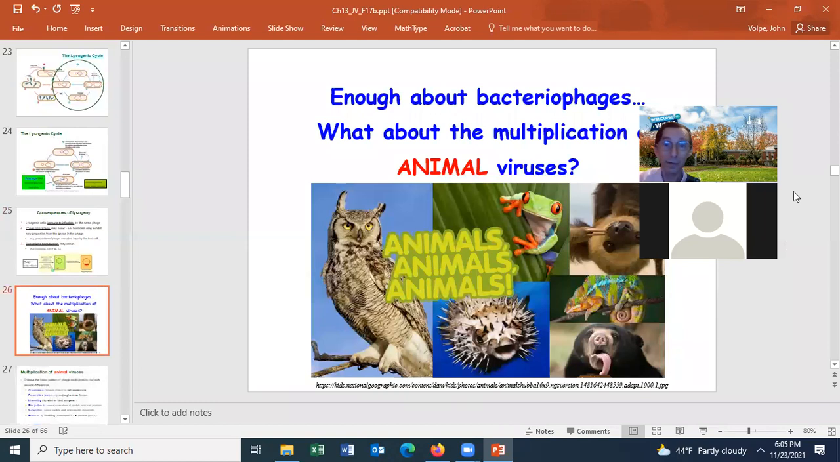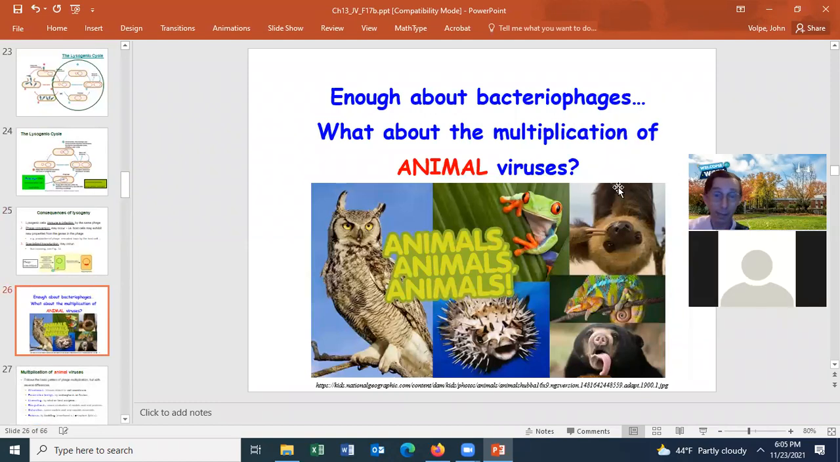If not, let's turn to talking about animal viruses. We talked enough about bacteriophages, the viruses that infect bacteria cells. Now let's talk about viruses that infect animal cells, because these are a little bit more germane to us. These will be the viruses that infect our cells and make us sick. Bacteriophages cannot infect human cells, so they cannot make us sick, at least directly.